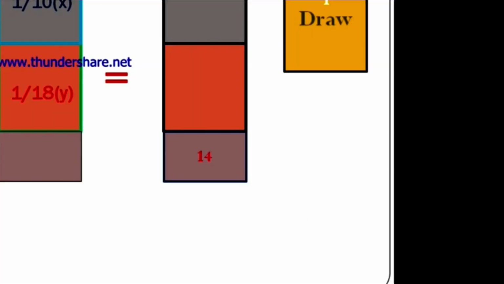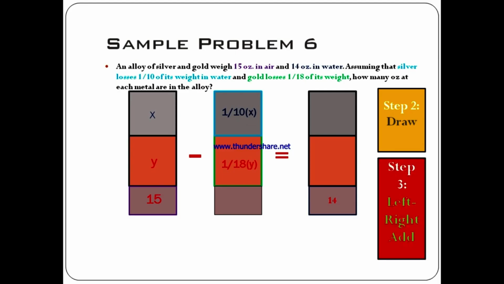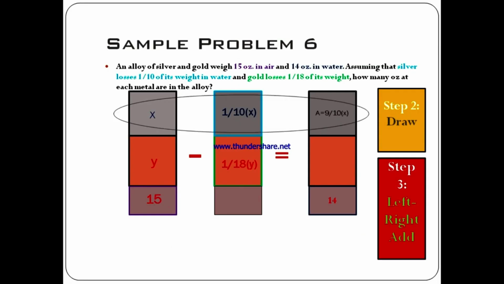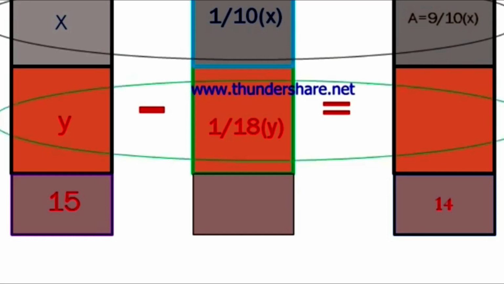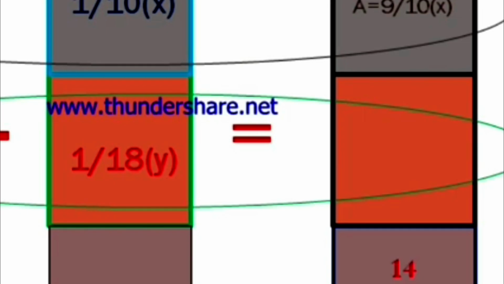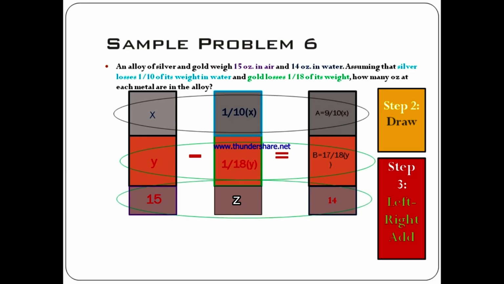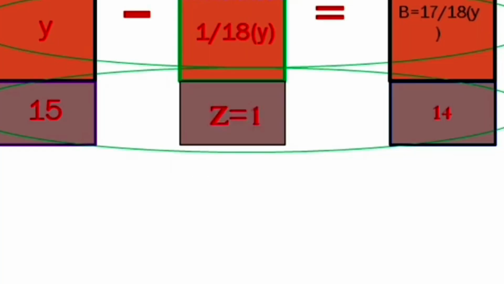Do it from left to right, horizontal. The first row, X minus 1/10 X is equal to, we put a variable there, A, that's 9/10 X, right? Then we put another ellipse, Y minus 1/18 Y, that's 17/18 Y. And the same is true for the third compartment. 15 minus Z is equal to 14, and Z is equal to 1.